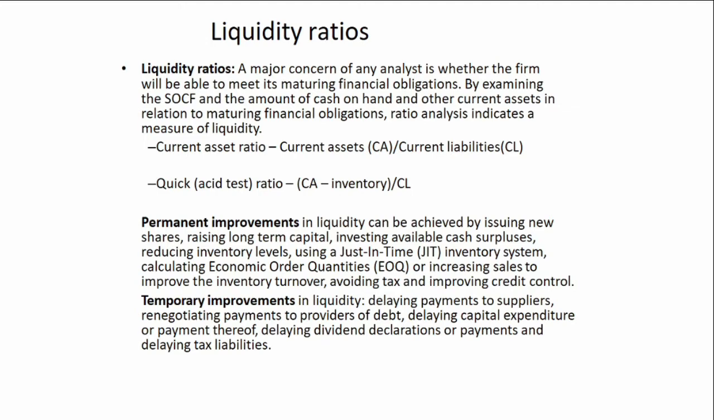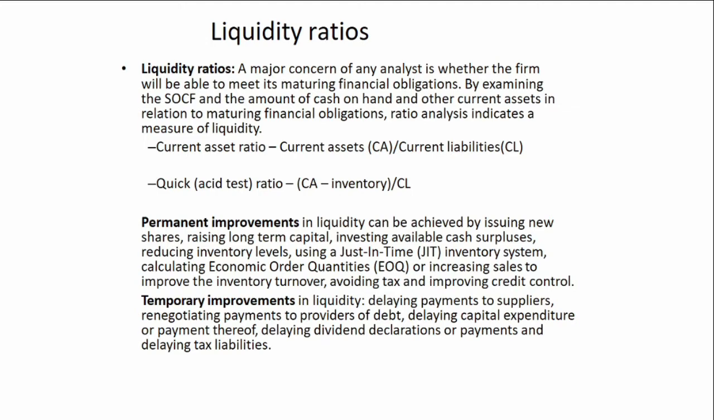If a company wants to improve its liquidity, there are various things they can do. If they want to improve liquidity in the short term, they can renegotiate payments to providers of debt. A company could also delay capital expenditure or delay the payments of capital expenditure. It could also delay declaring and paying a dividend. They could also delay paying tax liabilities, but there could be penalties and interest for this.